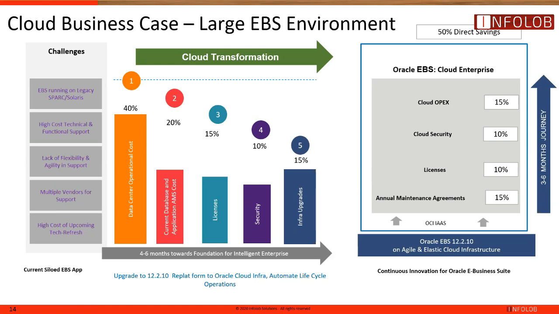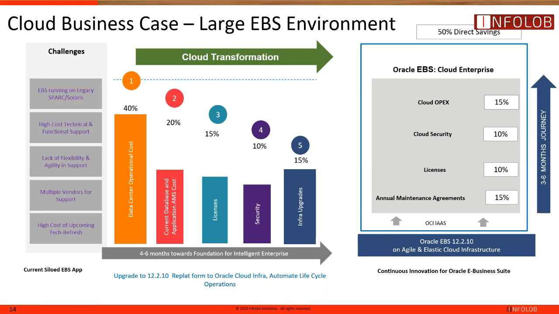They run on a legacy platform, if they're running on Solaris, SPARC, or any AIX kind of platform, and they cannot scale up the compute or the storage unless they put an order with the vendor, and that goes through a huge purchase cycle. Then there is the high cost of technical and functional support, because these platforms are legacy and the experienced pool is very limited. So you may end up paying high technical and functional support costs, due to whatever versions you are currently running. The third one is a lack of flexibility and agility in support.